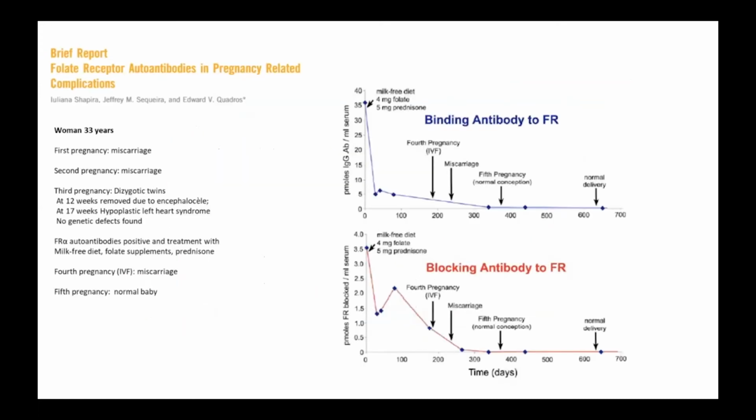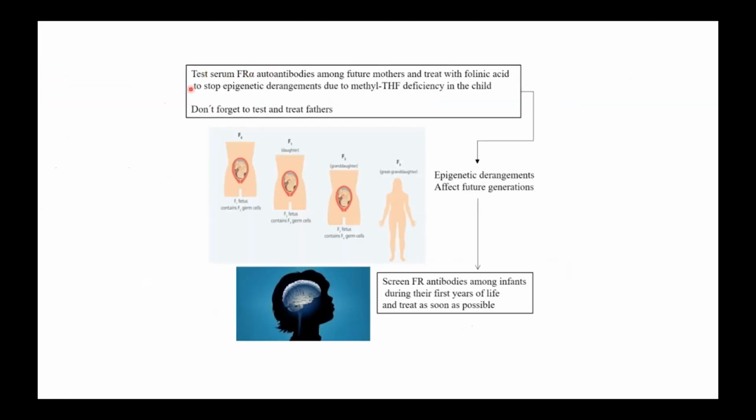So Ed will talk about folate receptor antibodies in one particular case. So our message is to test serum antibodies among future mothers and fathers to treat with folinic acid, to stop epigenetic derangements due to methylfolate deficiency in the child, because these epigenetic derangements can affect future generations and be transmitted, and screen folate receptor antibodies among infants and young children as soon as they show the first signs of autism, and start treatment as soon as possible.